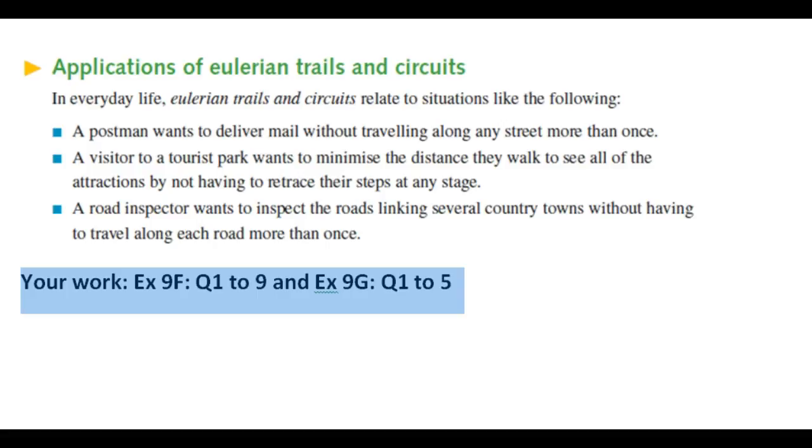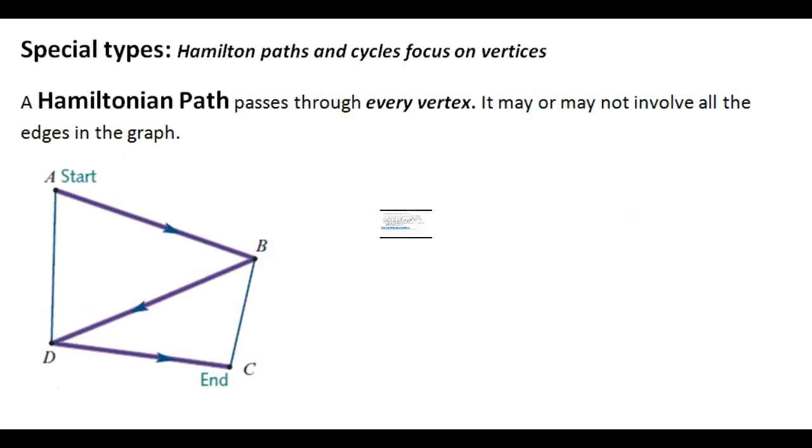A road inspector wants to inspect the roads linking several country towns without having to travel along each road more than once. Another special type of traversable graphs are Hamilton paths and cycles. These focus on the vertices. A Hamilton path passes through every vertex. It may or may not involve all the edges in the graph. So here's an example of a Hamilton path. Notice it's missed two of the edges, but it's got all of the vertices covered once.